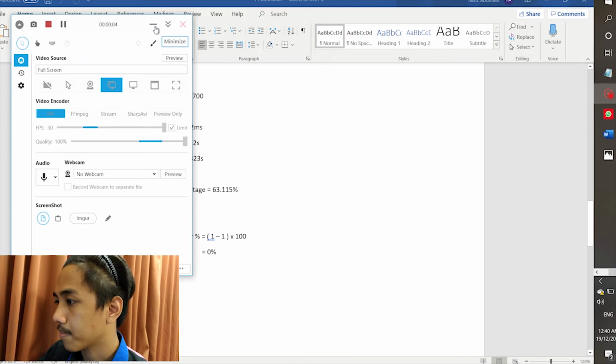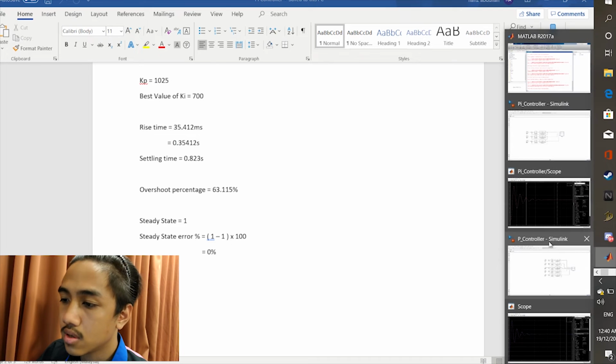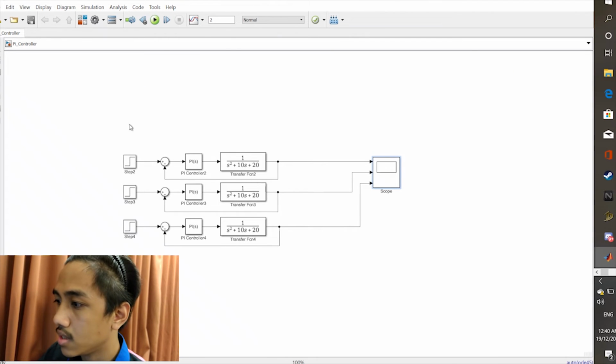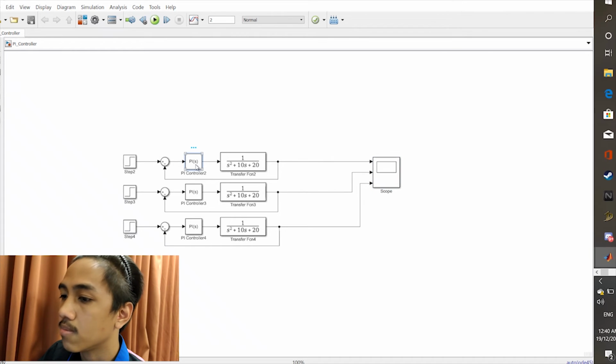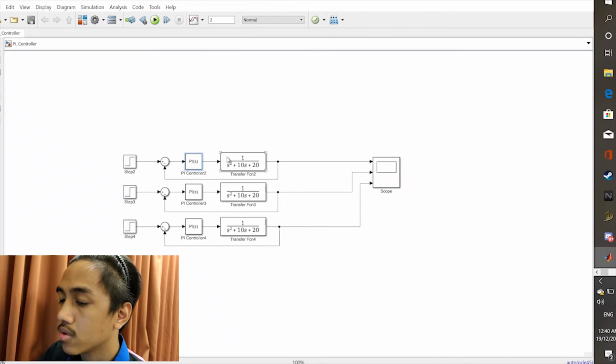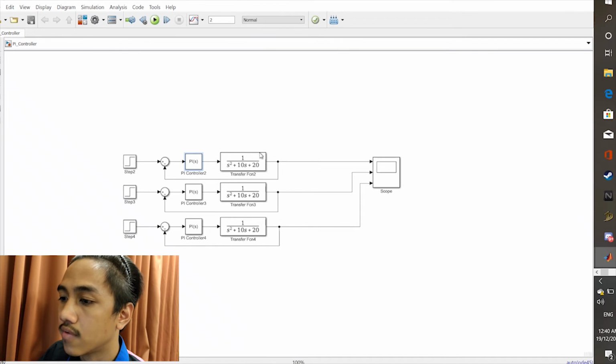So this is our circuit for PI controller. The value for the first controller, P, is equal to 1025, which remains constant. The value of proportional is the same as the proportional controller. So the value of integral is 100, and the value of integral at second is 400, and lastly it is 70.